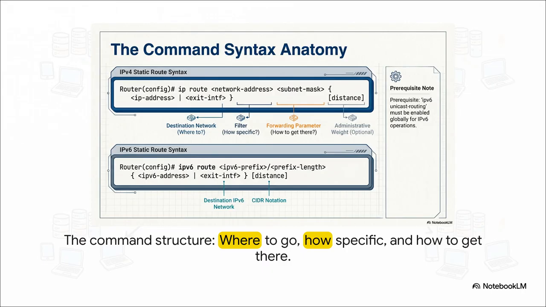The command really has three main ingredients. First, the destination network. Basically, where are we trying to go? Second, the filter, which is the subnet mask or prefix length. How specific is this destination we're aiming for? And third, the forwarding parameter. How do we actually get there? And this last part is where things get interesting, because we have a few options.